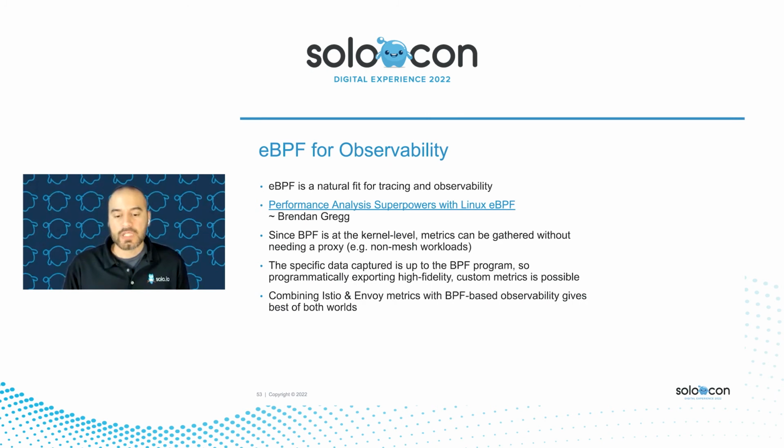But really, since eBPF is working at the kernel level, you can get a ton of low-level data on pretty much anything that's happening on your system. And that is done at the kernel, so you don't need a proxy. You don't need to have a sidecar running. You can get that directly from the kernel. And so it's a really nice fit for getting data from workloads that don't have a proxy, or if you do have a proxy and you need some specific custom data, you can use eBPF to do that as well. And so when you combine Istio and Envoy and eBPF powered observability, you get a really, really powerful set of observability data.